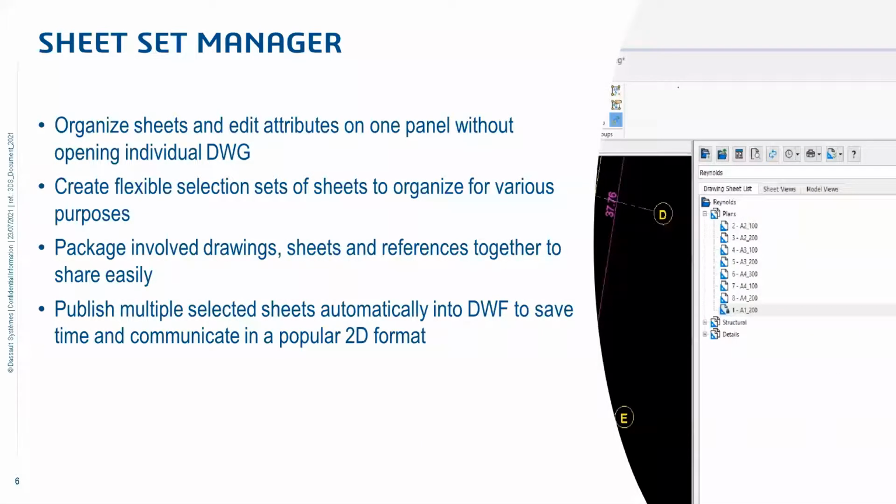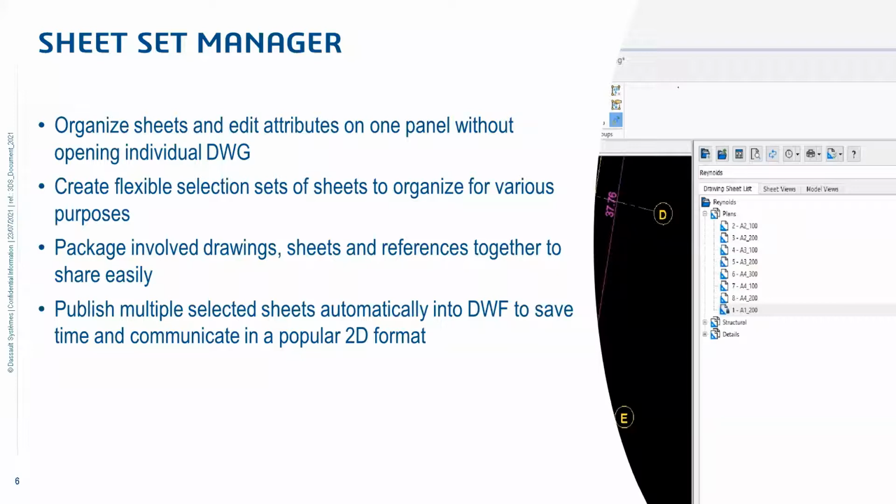The next big ticket item is the Sheet Set Manager. The Sheet Set Manager allows us to organize quite a few different DWGs and quickly bounce back and forth between them. We can also edit attributes. We can set up selection sets. So if you're printing, you can control quite a bit of that.